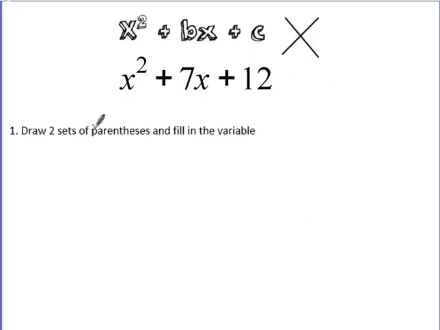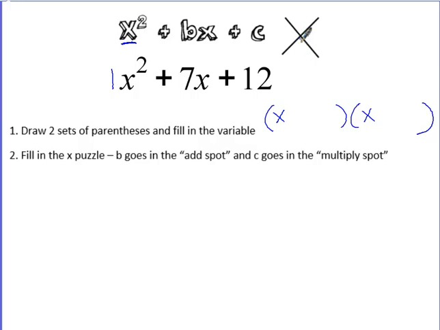Here are your steps. Step 1, we're going to draw 2 sets of parentheses and fill in the variable. So I know that when I factor these, in your notes it says when a equals 1. What that means is the first term is just x squared. It has a coefficient of 1. There's no other number there. When I factor something that has a equals 1, I know that it's going to have 2 factors, and they're both going to have x's at the beginning of them. Then we're going to figure out the numbers that need to go here so that if I distribute this out, I get x squared plus 7x plus 12. So I draw 2 sets of parentheses and fill in the variable.